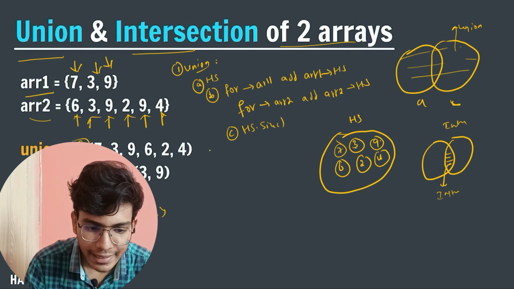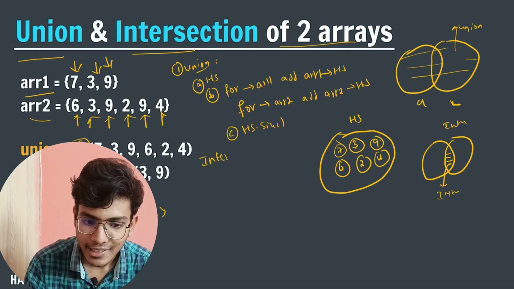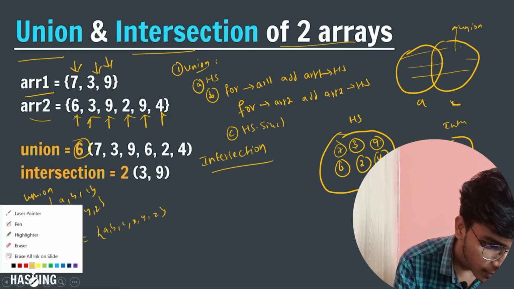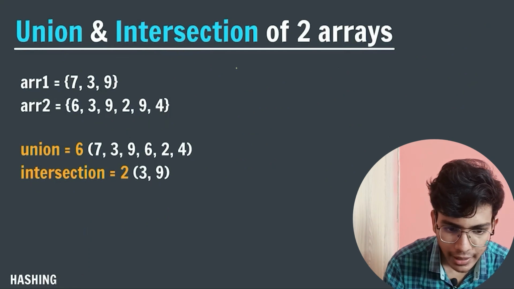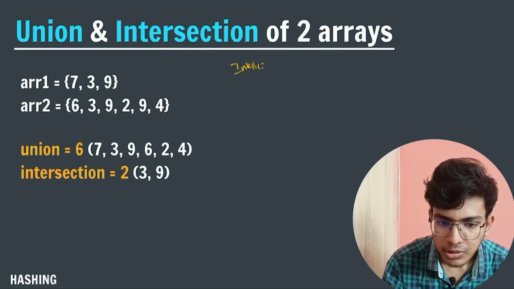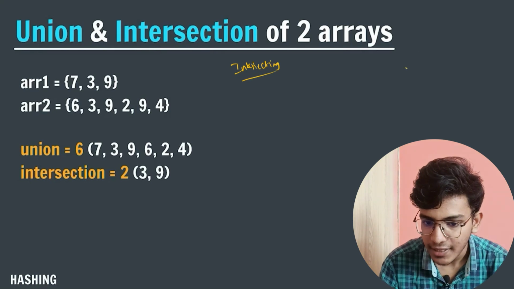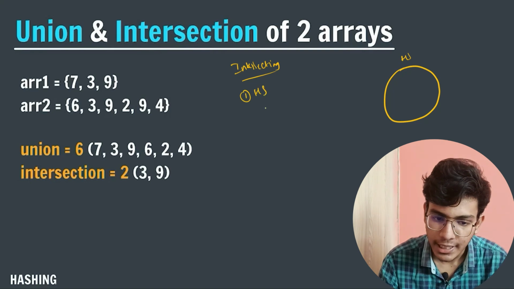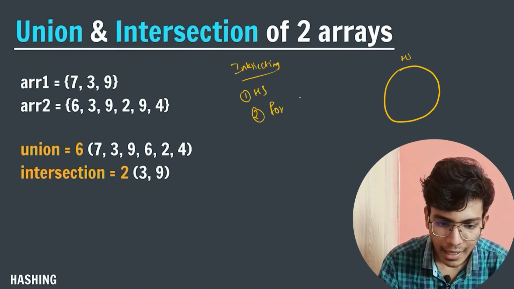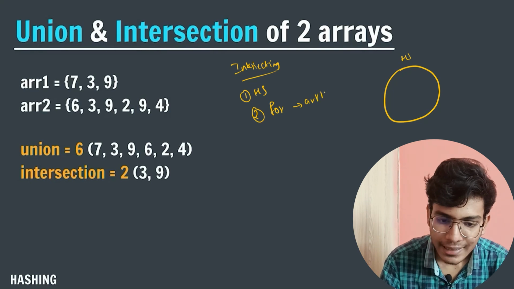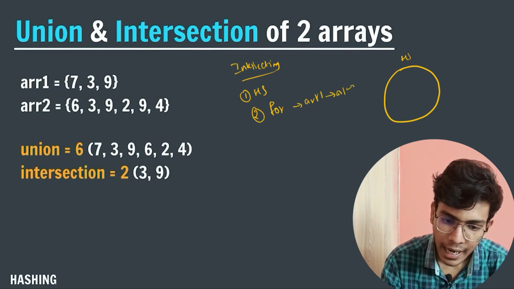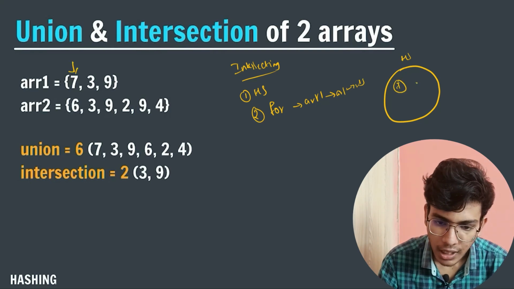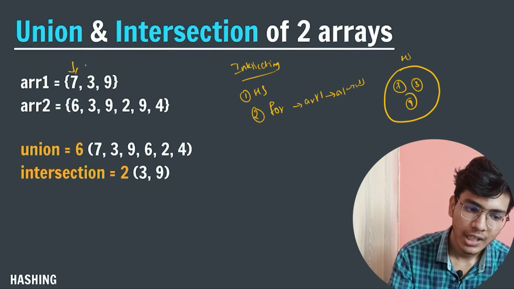Now talking about intersection is an interesting process. So in intersection, let me remove the ink here. Okay, so talking about intersection, first of all I will create a hash set. First step will be create hash set. After creating hash set, second is run a loop for array 1 and add the array 1 elements in my hash set. So first of all I will add 7, after that I will add 3, after that I will add 9. Okay, this is how I will add.